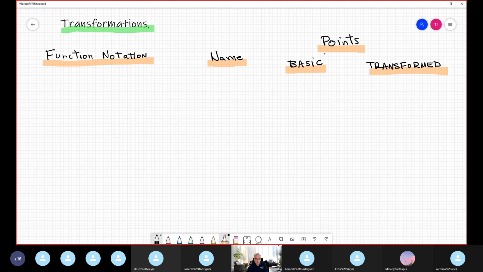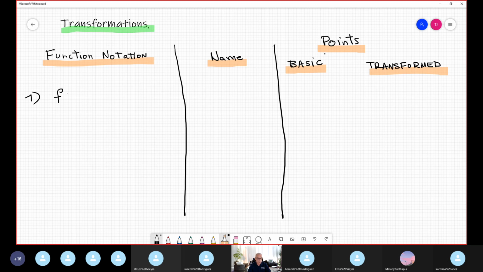Little by little. One column, two column, and three column. Okay. The first transformation, basically we have only four. We can group them in four transformations. Number one transformation is when you have a function, f of x, and you add one number, a.